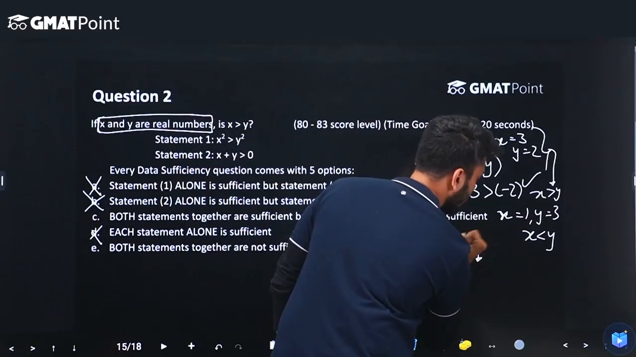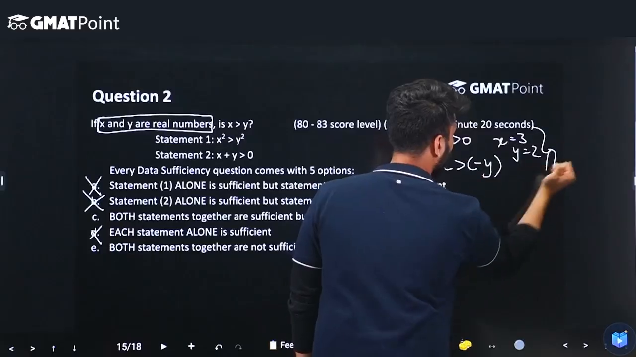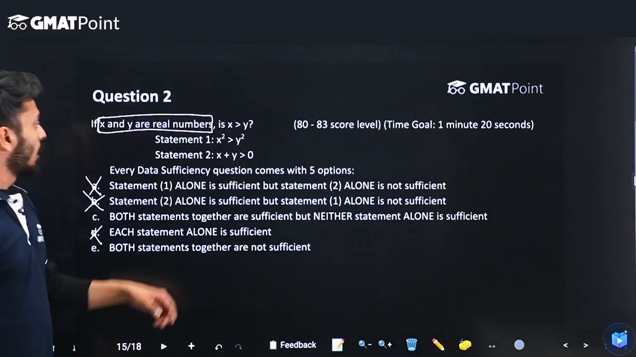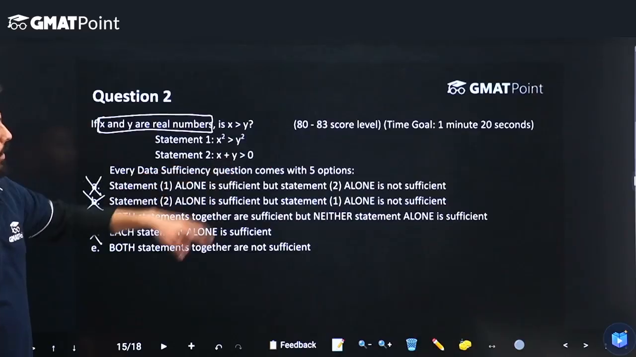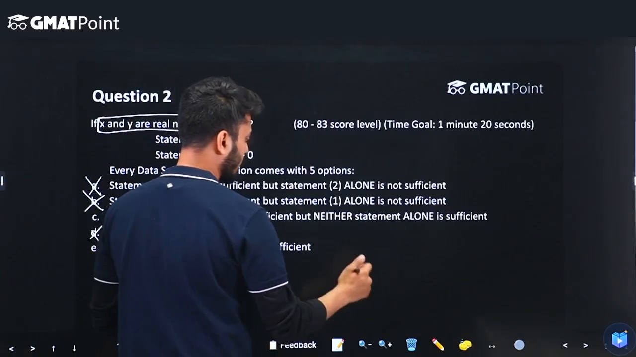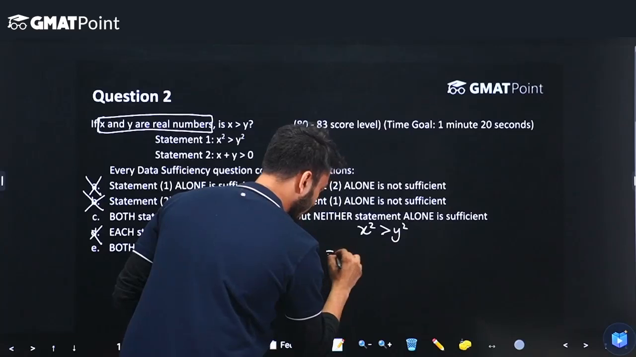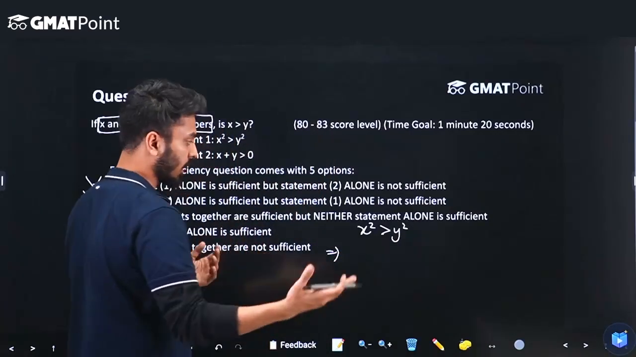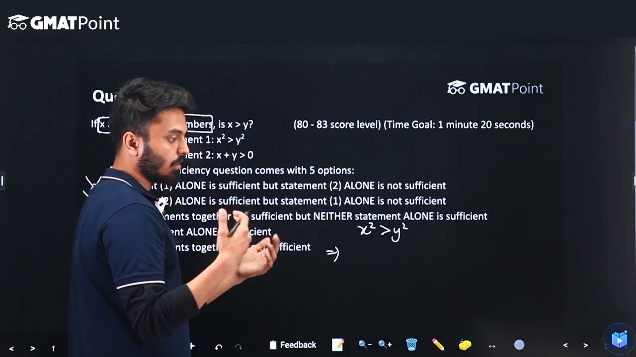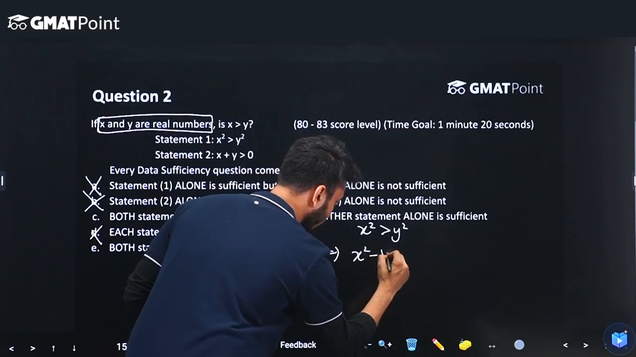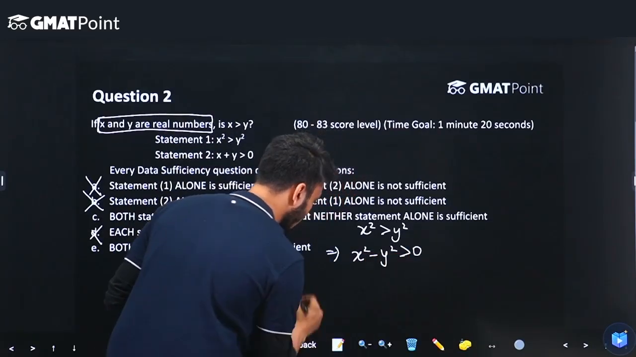Now let's test if I can get to the answer if I have enough information from the two statements combined. I have x squared greater than y squared and x plus y greater than 0. Let's start with the first statement. x squared greater than y squared. Again, doing the same operation, since I can move terms as far as addition and subtraction are involved, I can write this as x squared minus y squared is greater than 0.